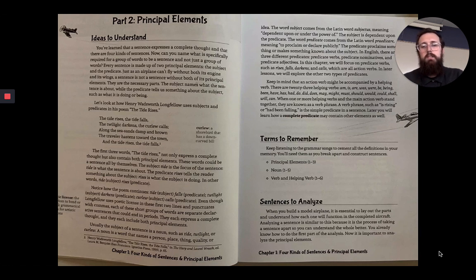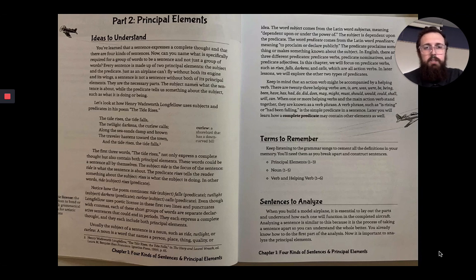Usually the subject of a sentence is a noun, such as tide, twilight, or curfew, and a noun is a word that names a person, place, thing, quality, or idea. The word subject comes from the Latin word subjectus, meaning depending upon or under the power of. The subject is dependent on the predicate. The word predicate comes from the Latin word praedicare, meaning to proclaim or declare publicly. The predicate proclaims something or makes something known about the subject.